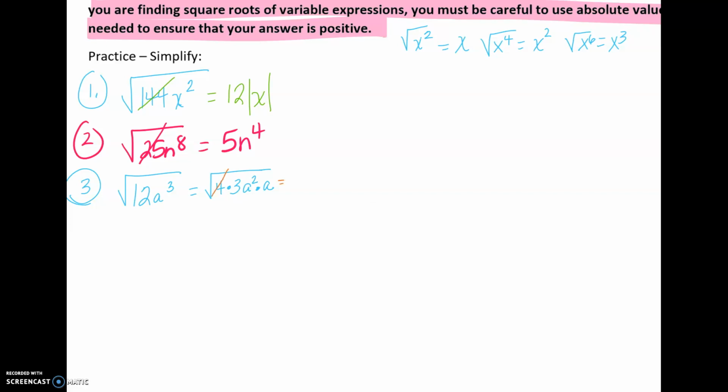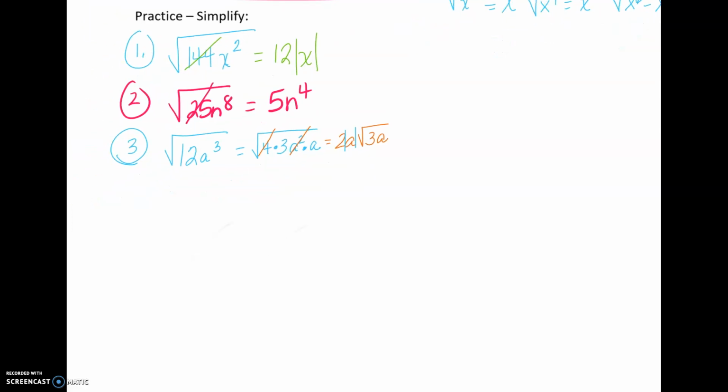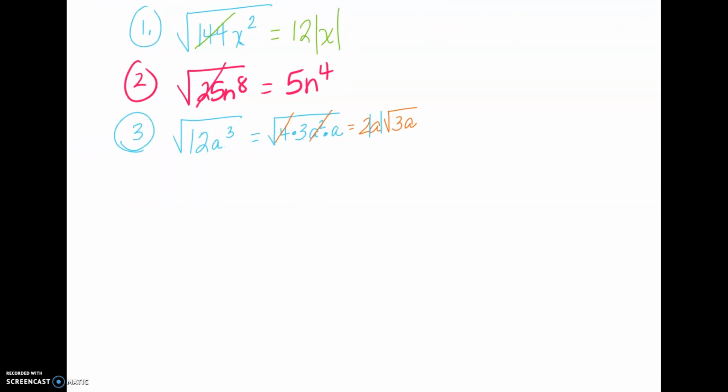So let's go ahead and take our perfect squares out now. The square root of 4 equals 2. The square root of a squared, half of that is a. 3 is not a perfect square, it's staying inside. The square root of a, just a to the first, is not a perfect square, it's staying inside. Now, that a that we pulled out is odd. So what do we have to do? It has to become absolute value. So that's 2 times the absolute value of a times the square root of 3a.